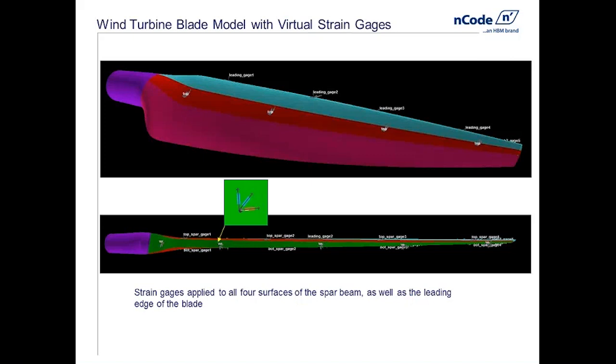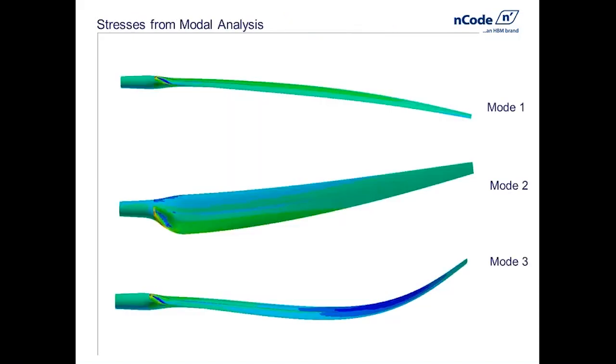The FE model for this calculation was a dynamic model. So what we're looking to do is do modal superposition, use modal stresses along with modal coordinates to predict dynamic response. So the actual input into the virtual strain gauge was a modal analysis. And here we actually calculated the first 10 modes of the blade. I'm showing you the first 3.